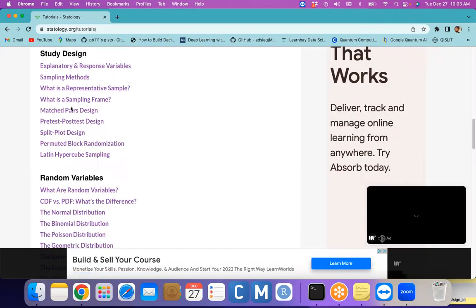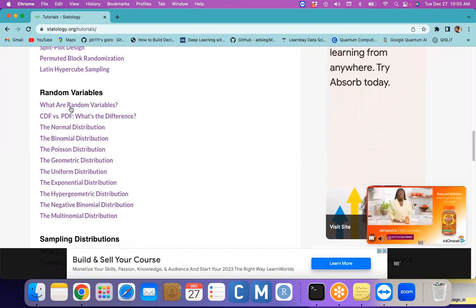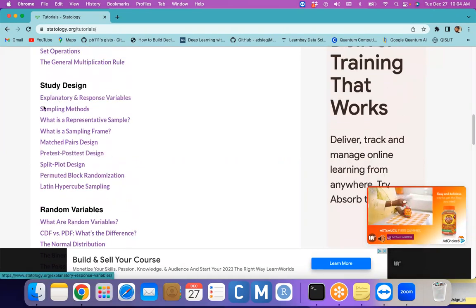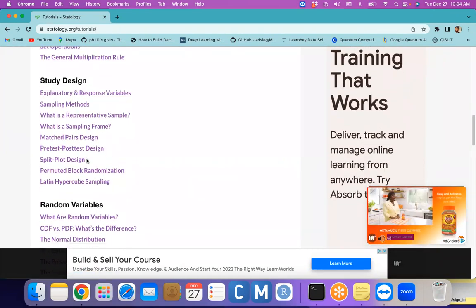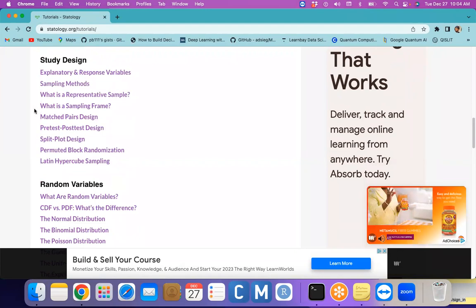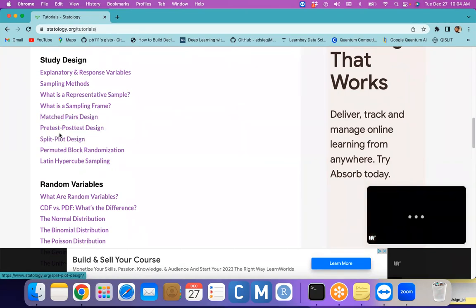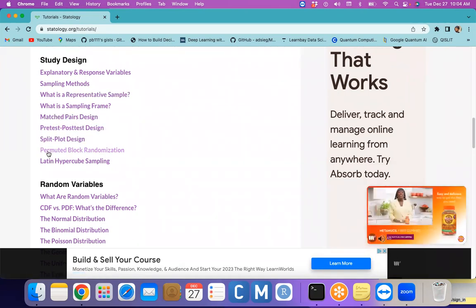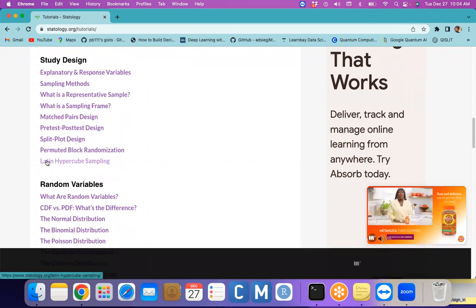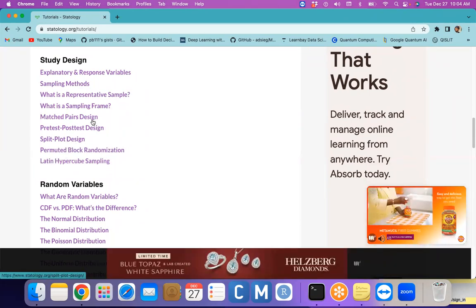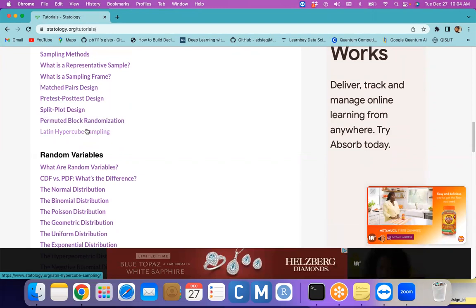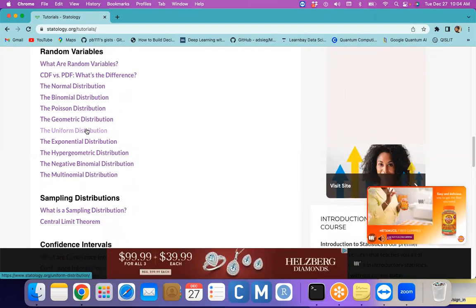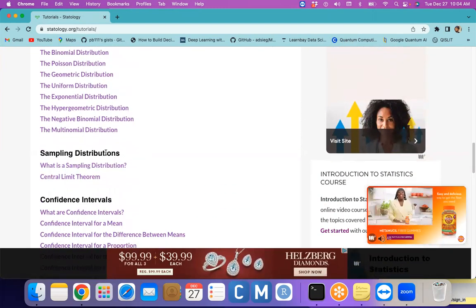Now we would like to concentrate on the variables. Study design is not needed: exploratory or response variable, sampling methods, what is a representative sample, matched pairs design, and the block design, split plot design. We don't need this at this moment. If anything, sampling techniques we will talk about at sampling distribution time.